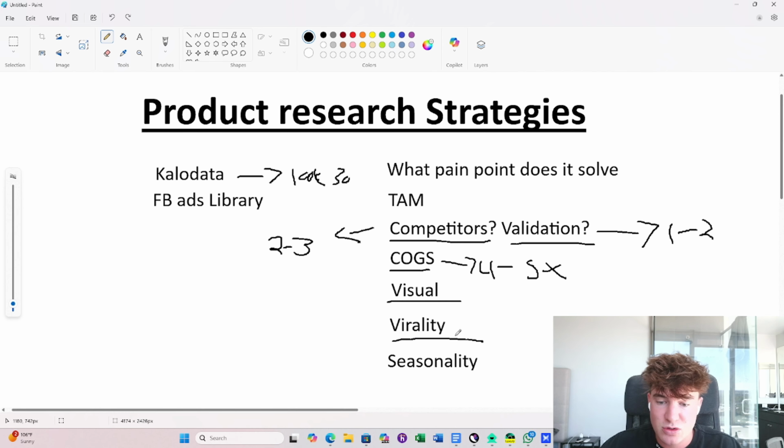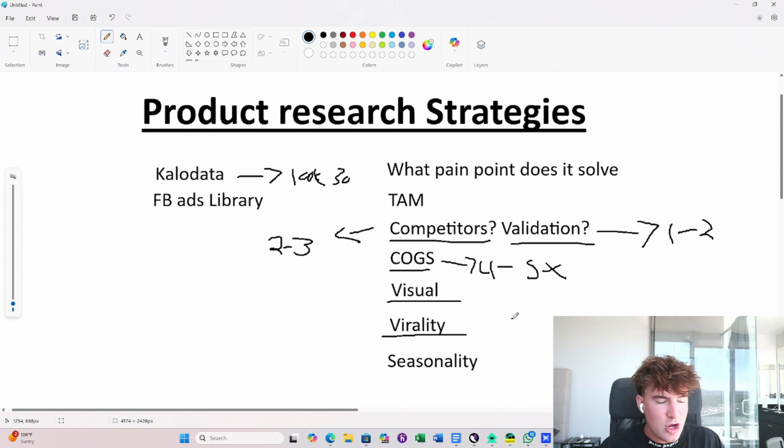The next thing I'll go into is virality. This is very important because you have to think about it like this. If you're going to buy a white t-shirt, you're probably just going to Amazon or Target or Walmart. If you see just a random white t-shirt pop up on Facebook ads, you're not going to click on that product because you're just like, oh, it's just another white t-shirt. I'll just go get the Hanes from Target or Walmart.